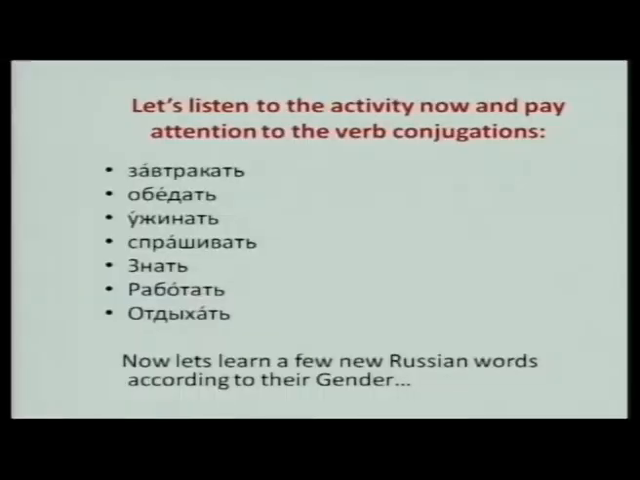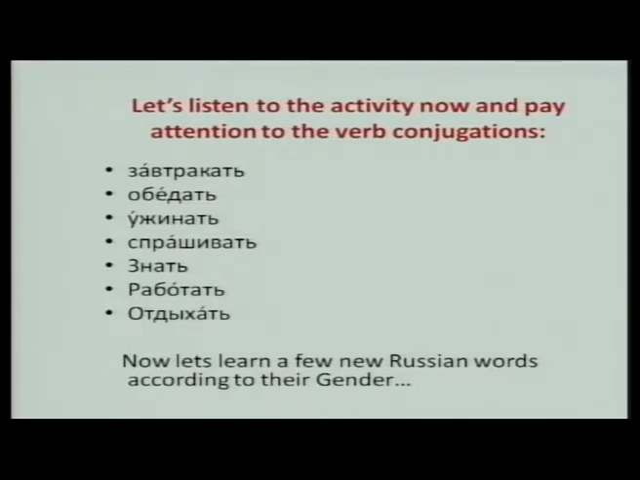If we see that the first verb завтракать is used, we will conjugate it accordingly. Please pay attention to the pronunciation and conjugations. Я завтракаю, ты завтракаешь, он, она завтракает, мы завтракаем, вы завтракаете and они завтракают.